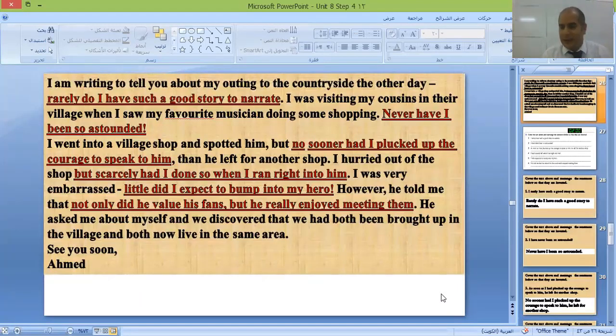The inverted sentences are: rarely do I have such a good story to narrate. The second one, never have I been so astounded. The third, no sooner had I plucked up the courage to speak to him. The fourth one, but scarcely had I done so when I ran into him. The fifth one, little did I expect to bump into my hero. After that, not only did he value his fans, but he really enjoyed meeting them.